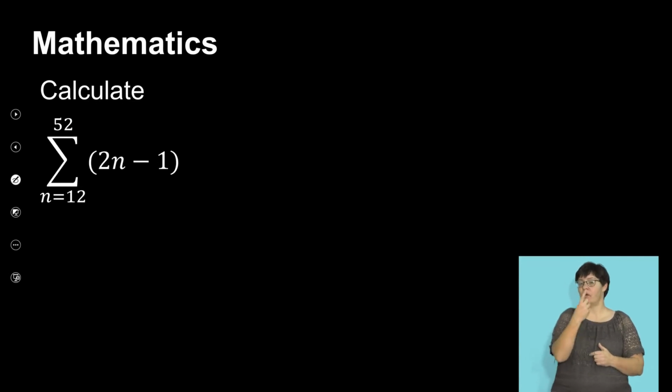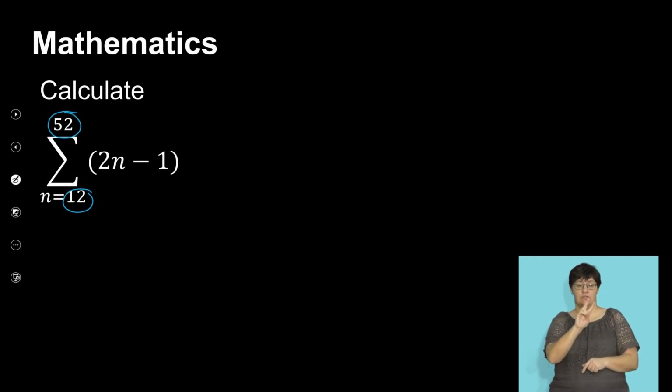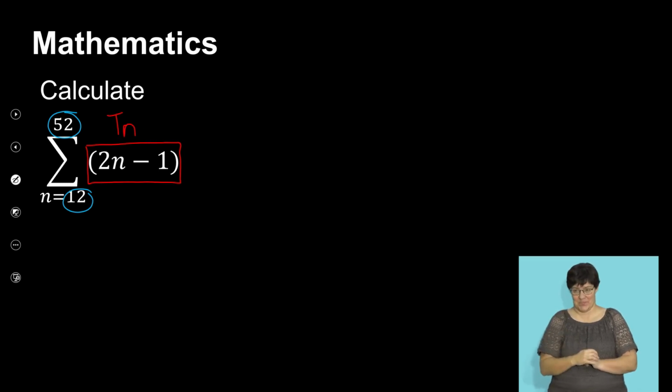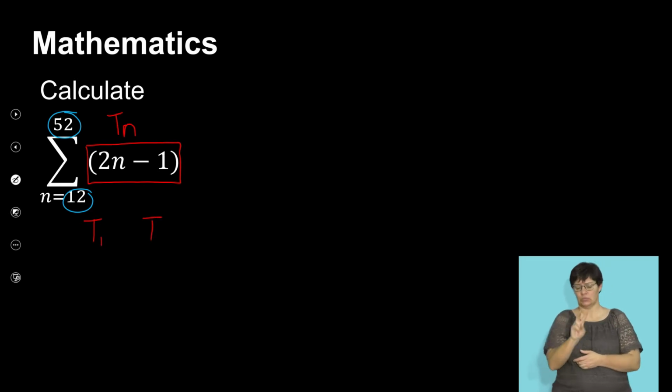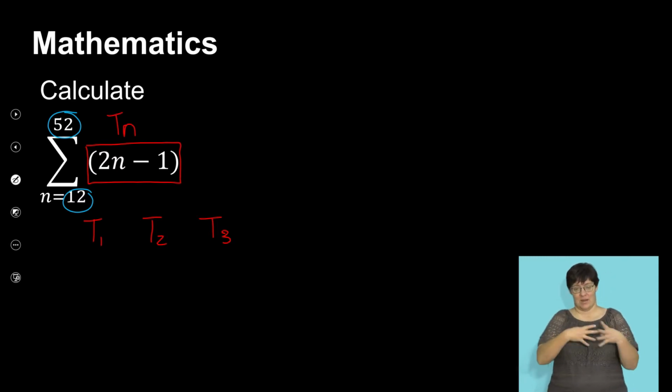So let's look at this first example. I've been asked to calculate the sum of 2n minus 1 from 12 to 52. Something that I want everyone to note is that this 2n minus 1 is my Tn. So this is my nth term for the sequence. But before I can actually do this sum, I need to know what term 1, term 2, and term 3 are, as that's going to help me substitute into the series formula.